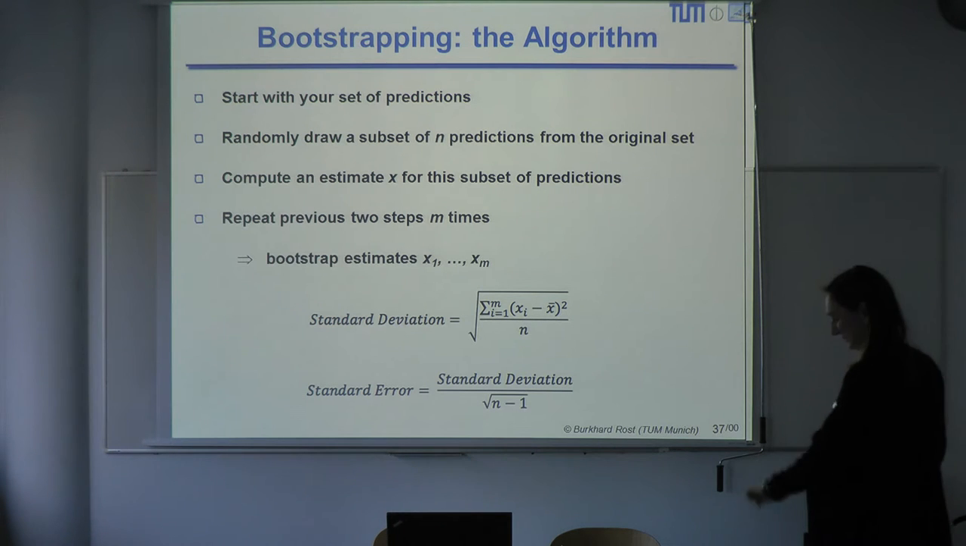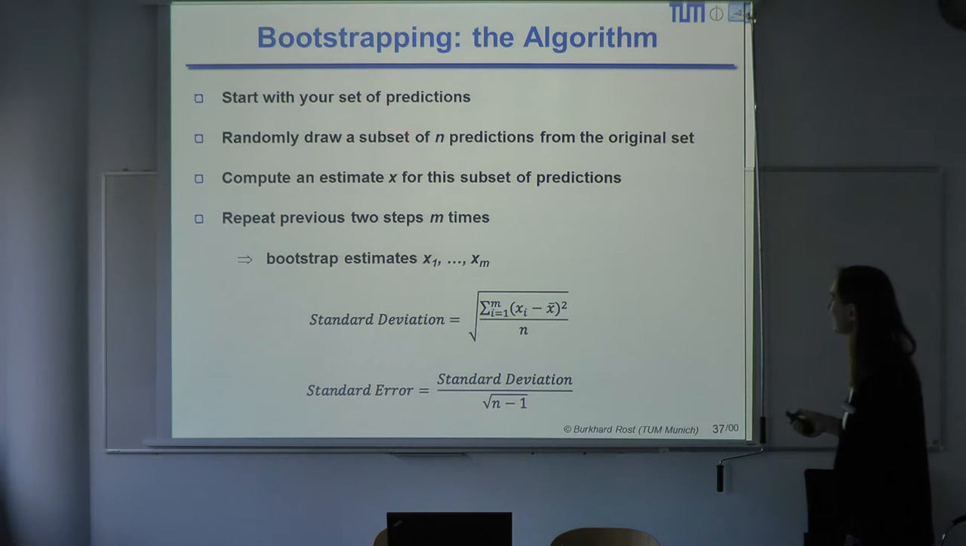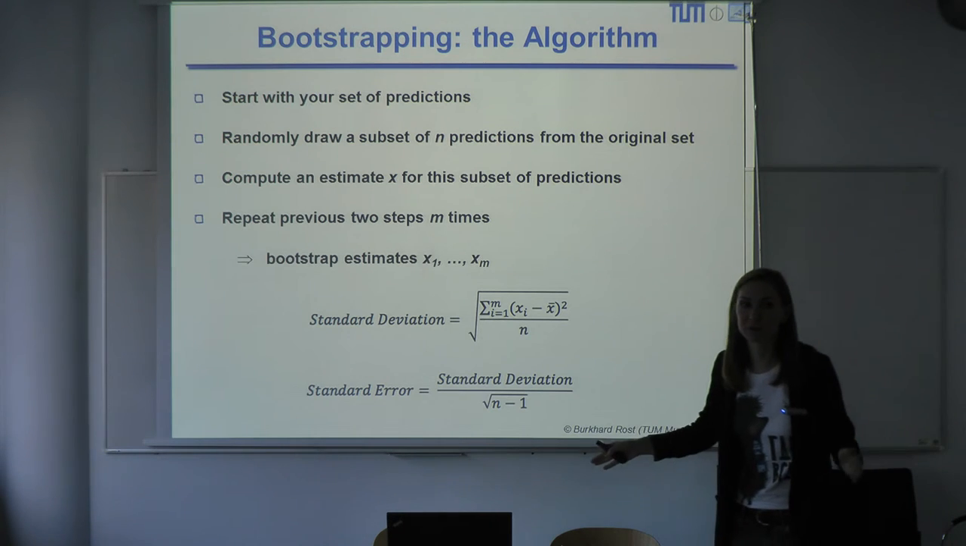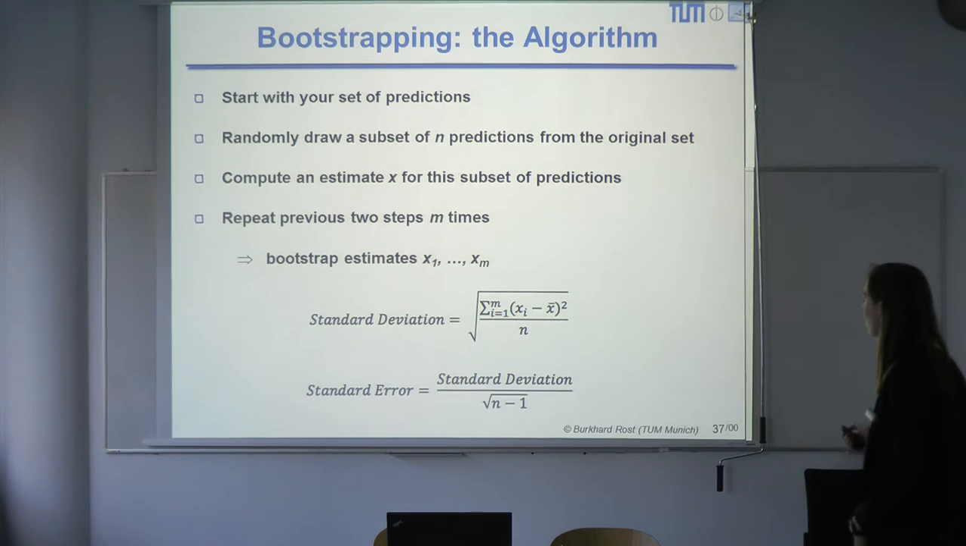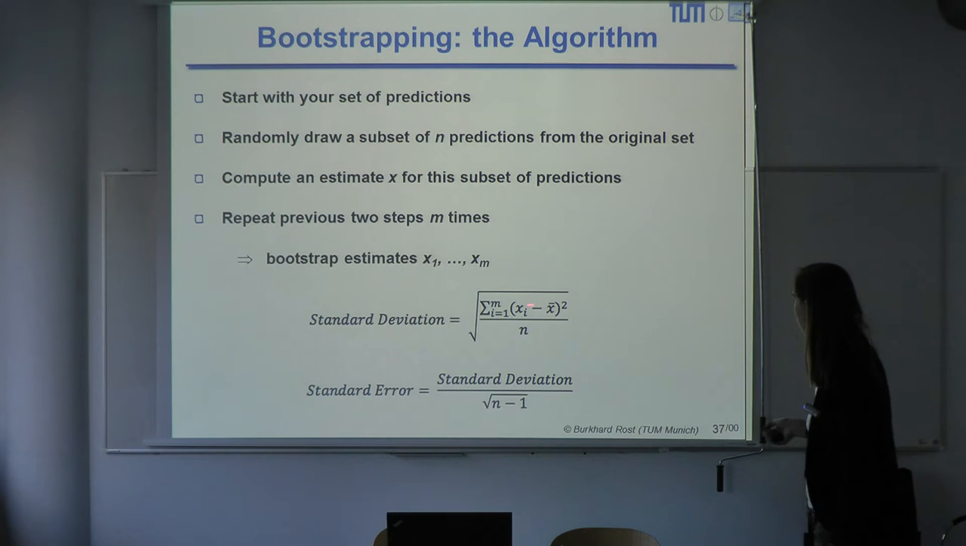So this is the algorithm. You start with the set of predictions, you randomly draw a subset of predictions, so you don't even need to run your predictions anymore because the predictions are already there. You just get the predictions from your set. Then you compute an estimate like accuracy, and then you repeat it something like 1,000 times. Based on these values, you calculate standard deviation.